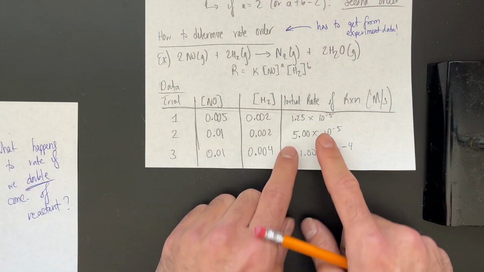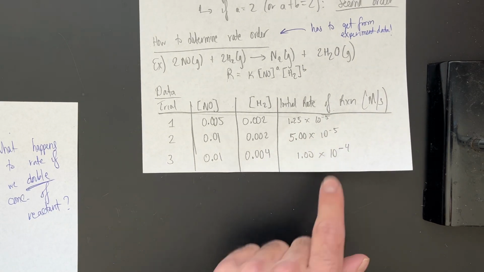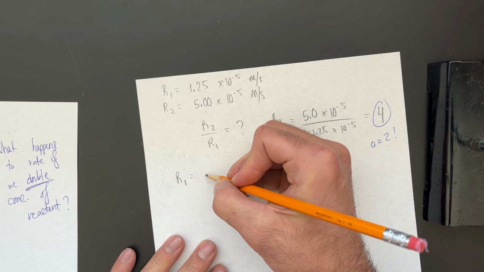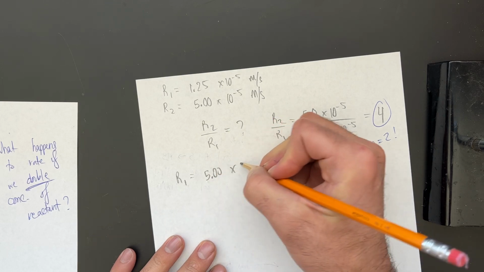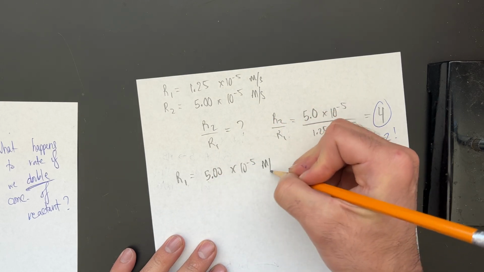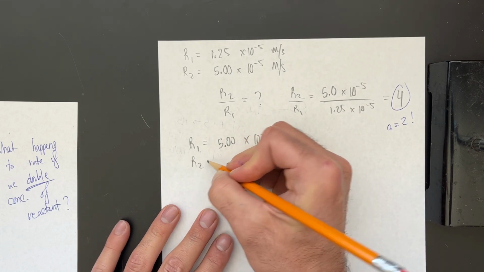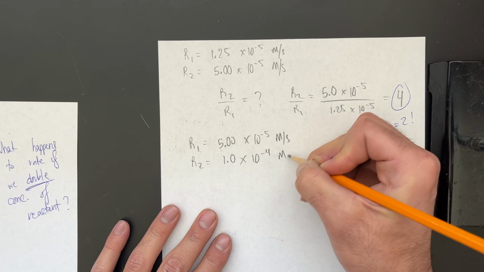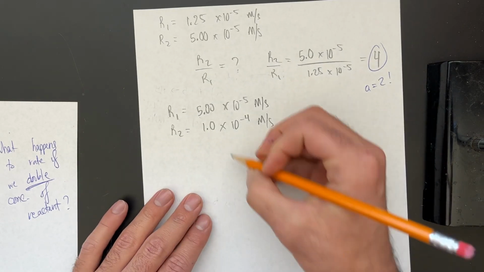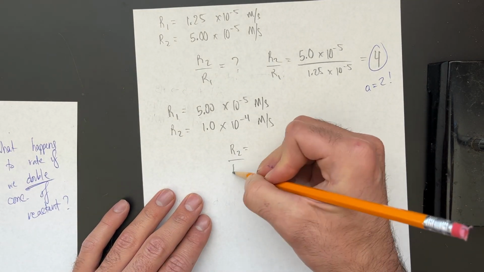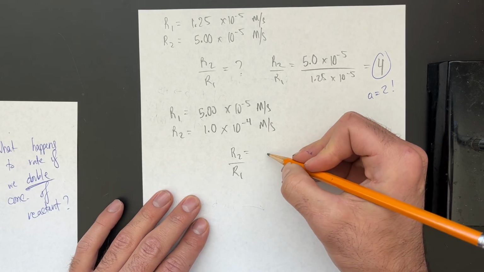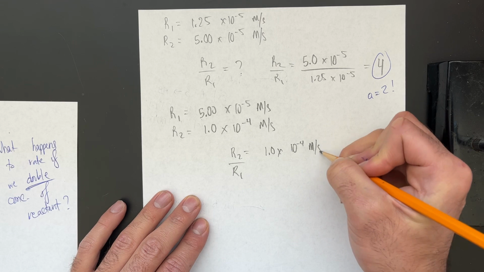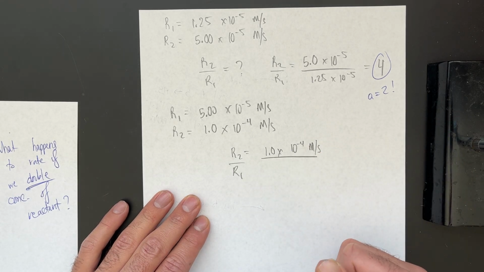Well, let's think about it this way. R1 is equal to 5.0 times 10 to the negative 5 molarity per second. And then R2 here is equal to 1.0, be careful, it's 10 to the negative 4 molarity per second. So when you put it in your calculator, be careful. But again, we can just say, well, R2 over R1, what's that equal to?